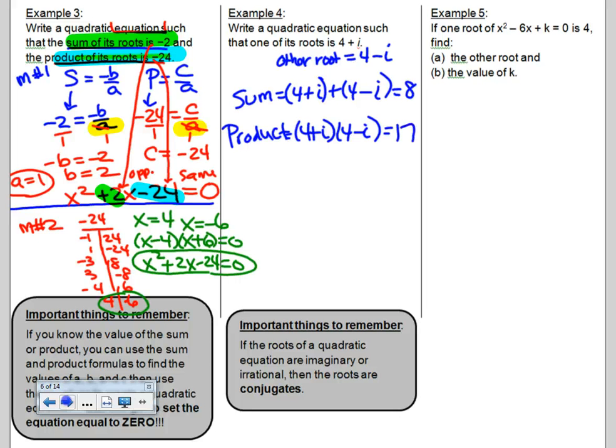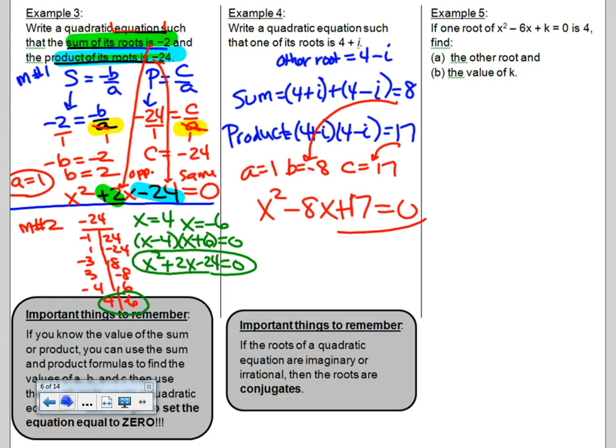And now if I want to write an equation, if I let a be 1, I know that the b value is going to be the opposite of my sum, and I know the c value is going to equal my product value. And then here's my equation, 1x squared minus 8x plus 17 equals 0.